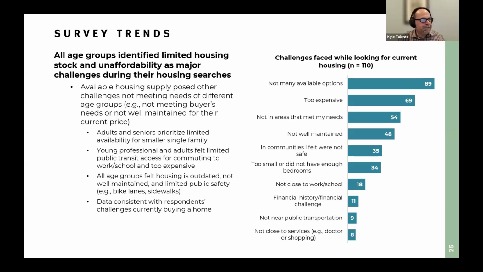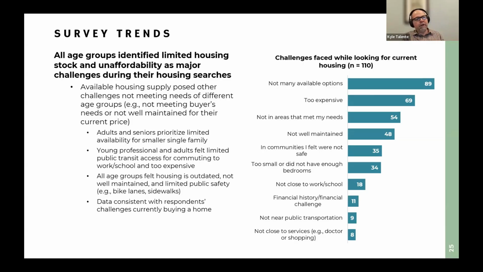The third most popular was not in areas that met my needs. And so for all of you who follow housing trends nationally, there is a continued movement and growing demand to be in what's called highly amenitized areas, areas that are walkable to services, areas that are walkable to transportation, that provide transportation options other than a car. And so that is bearing out in here because there aren't a lot of areas in the county that offer those services that particularly are walkable.